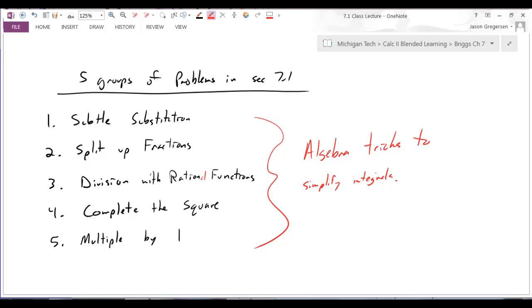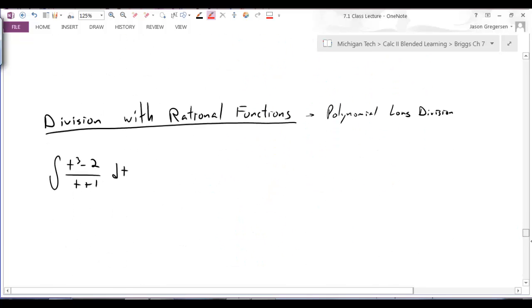Your book has these divided up into separate groups and has a couple problems in each group, so you can see where you struggle the most and keep trying those kinds of problems. What I want to focus on is probably these last 3 and talk about some of them in more detail. So, for instance, division with rational functions.